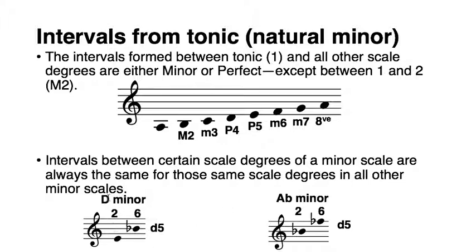Here we have in D minor E and B flat, and that is a diminished fifth. And in A flat minor, we would have B flat as 2 and F flat as 6, right? Also a diminished fifth. So I think it's just important to highlight here that these relationships between scale degrees are always the same. The intervals are always the same, regardless of the minor scale that you choose.